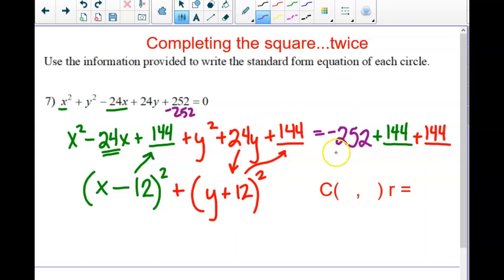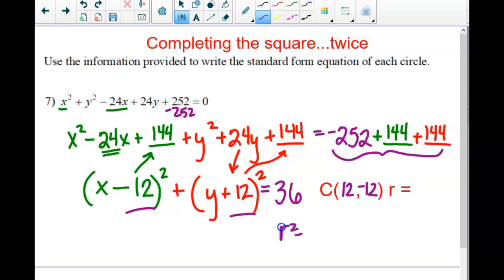And then we're going to simplify this whole right-hand side after we've added both of those blanks in. And let's see, 288, is it 36? Does that look more like the circle we know and love from the front side of the worksheet? Okay, where's the center? Opposite of this and opposite of this would be positive 12 and negative 12, and the radius squared is 36, so the radius would be 6. Everybody good? Okay, I want you to try the next one.